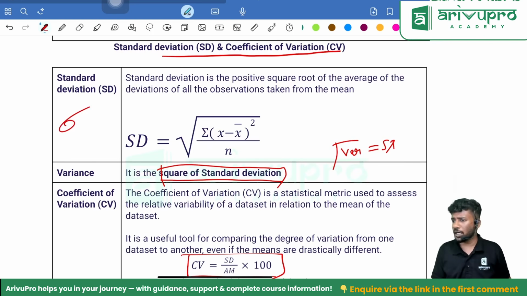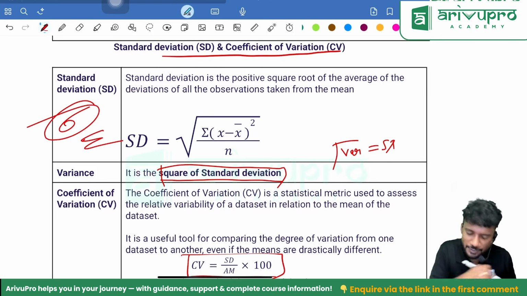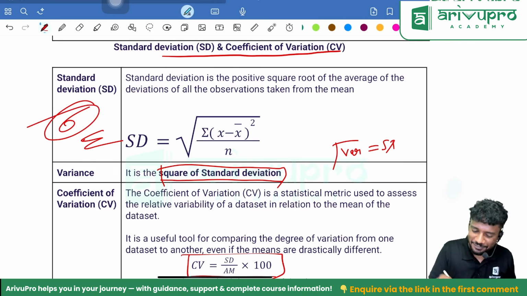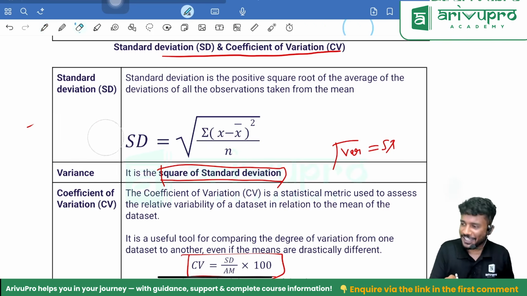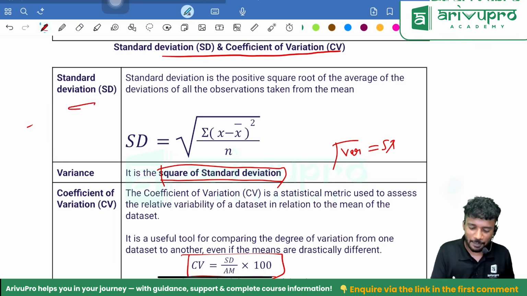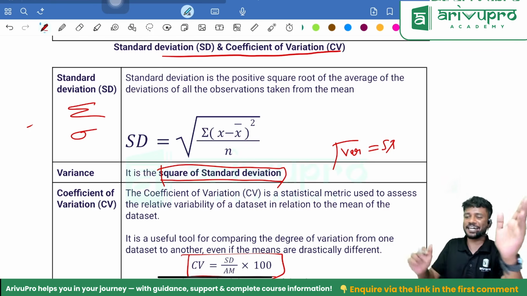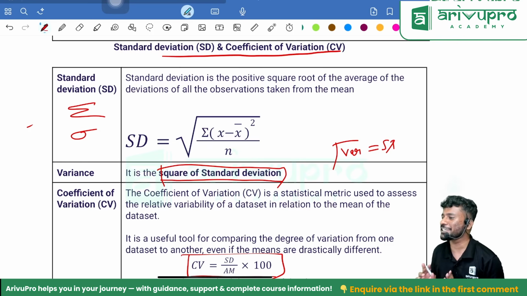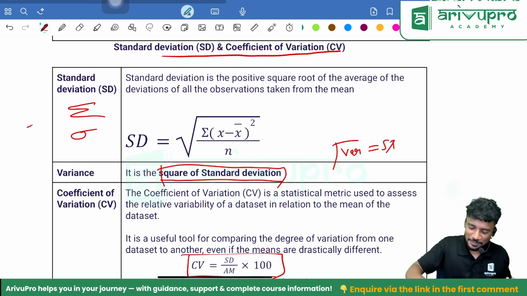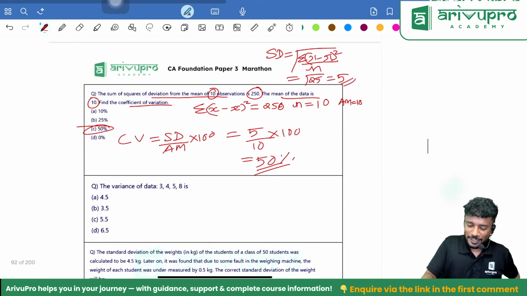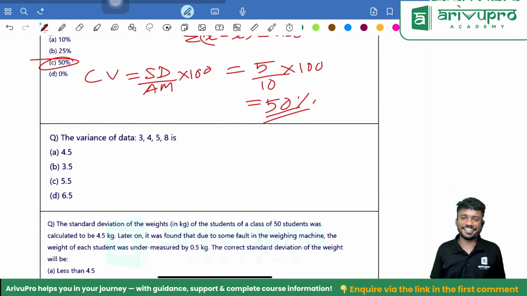Sometimes we will use sigma. This is also sigma. That is capital letter sigma, and this is small letter sigma. They are Greek letters. The bigger one is summation, the smaller one is standard deviation.